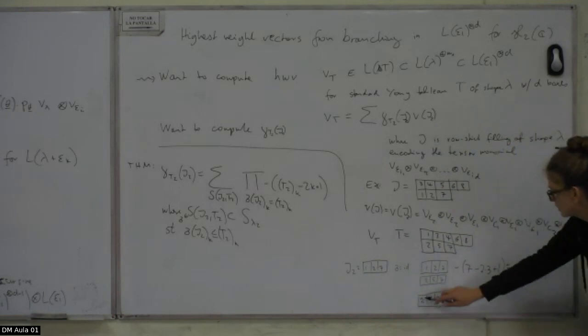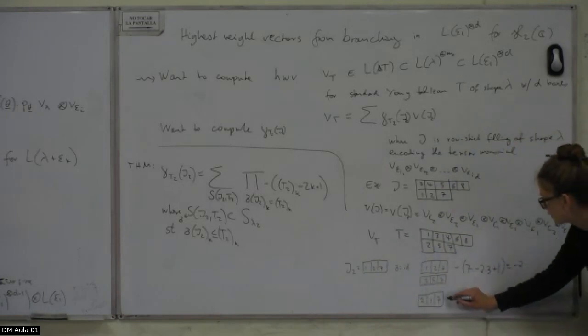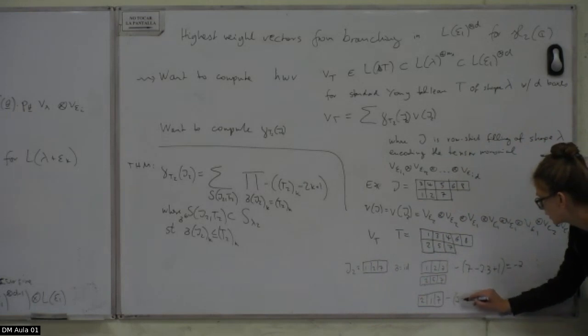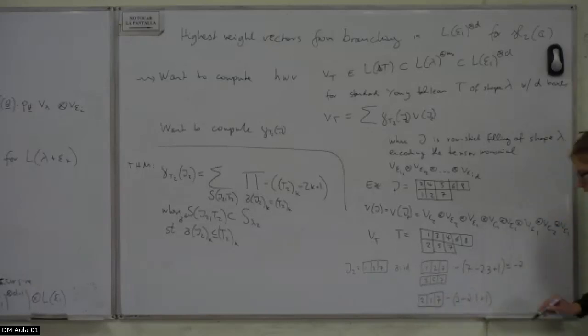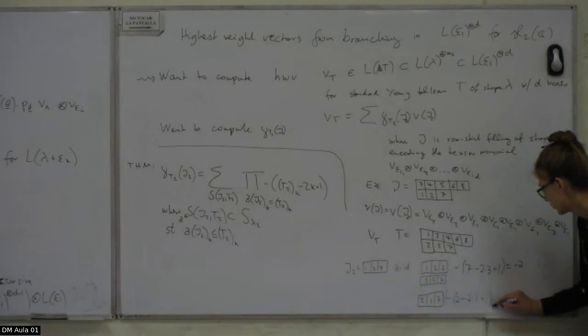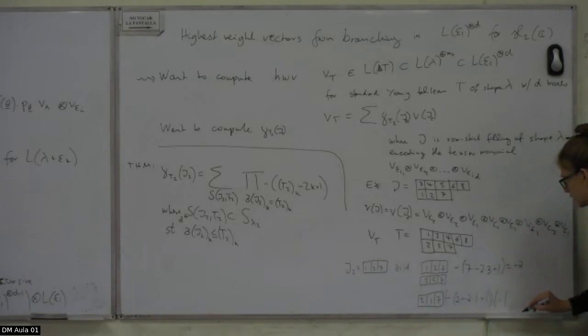And what do I get here? So here I have equality, so I get minus 2 times 1, because it's the first position, plus 1. That would be the first factor. Well, that's the brackets for the signs. And then again, from the 7 minus 2 times 3 plus 1.